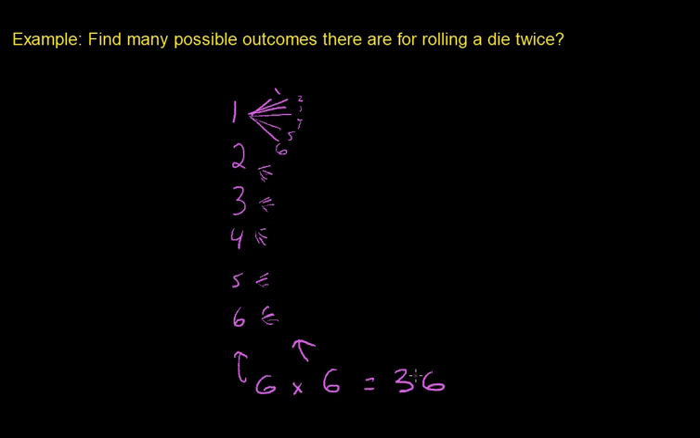If I were to find the sample space, there should be 36 events in that sample space. So how many possible outcomes are there for rolling a die twice? You could list them all out and you get 36 different possible outcomes. You could have gotten a 1,1, 1,2, 1,3, 1,4, 1,5, 1,6, 2,1, 2,2, 2,3, 2,4, 2,5, 2,6, etc.